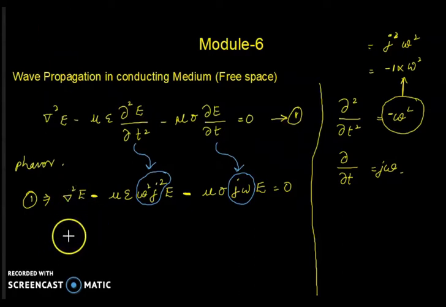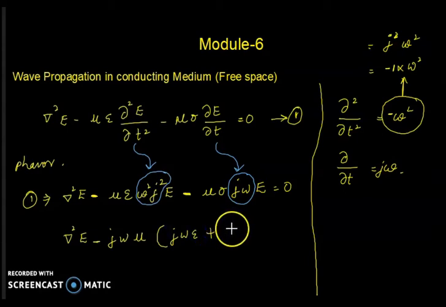Now take the common terms. The common term here is j omega mu. So j omega mu into (j omega epsilon plus sigma) into E equal to 0. So now we simplify this expression.